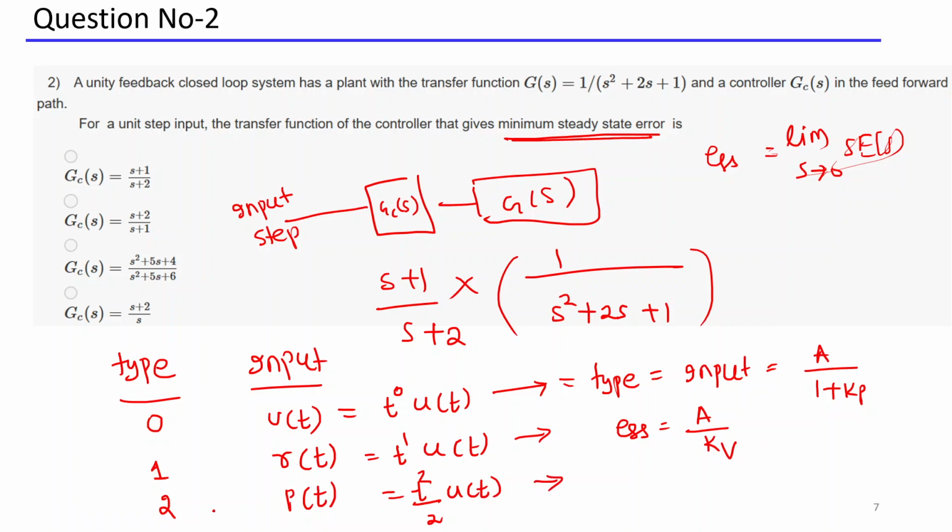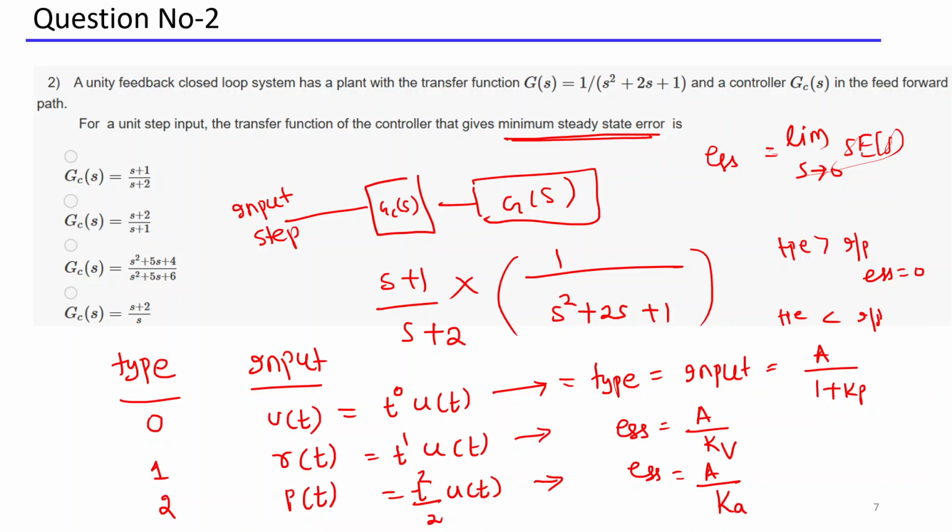For the parabolic input, type 2 and input 2, the steady state error is A divided by the acceleration error constant. Apart from all these, if the type is greater than the input, then the steady state error is 0, and if the type is less than the input, then the steady state error is infinity. So remember all these 5 points.